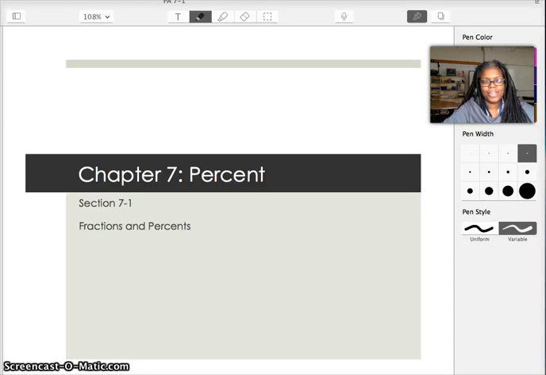Okay, everybody, we are here in chapter 7, and we're going to talk about something that you're familiar with. We're going to talk about percents, decimals, and fractions. Today, we're going to look at section 7.1, and we're just going to talk about fractions and percents.